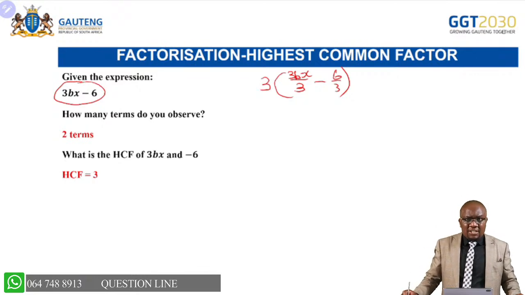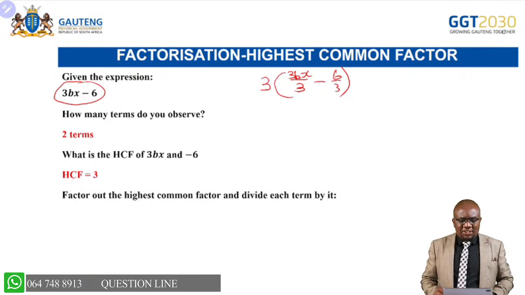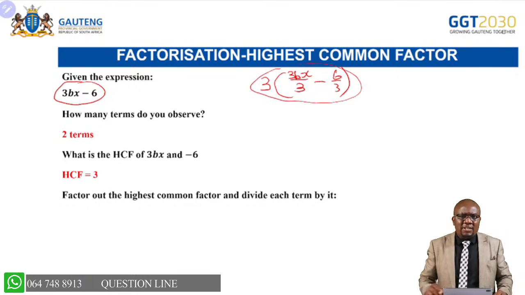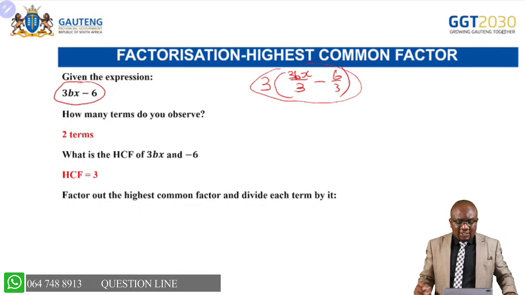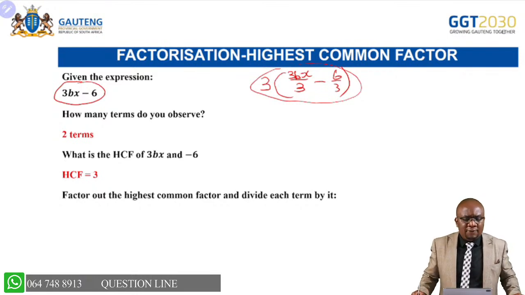You see that? Let me just show you that. So factor out the highest common factor and divide each term by it. Now, let's try to finish off this. Try to factor out your 3, and then finish off the thing. Factorize fully. Let's try that. I'm going to give you 1 minute. Try to factorize that. Finish it off.